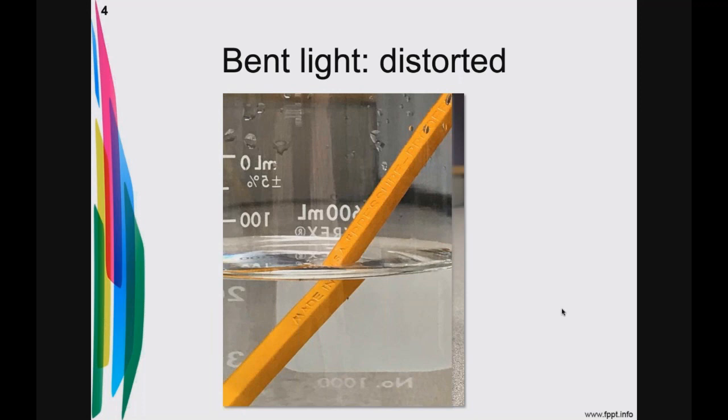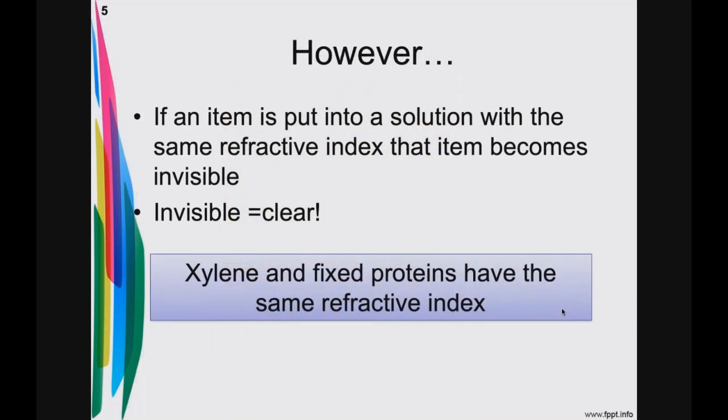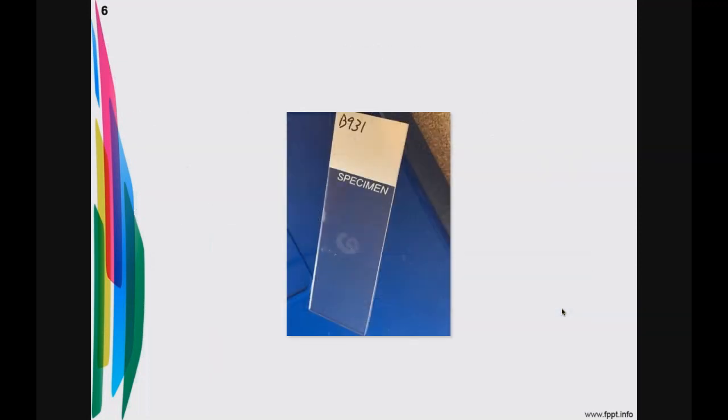Refractive index also has another characteristic. If you have two items and the refractive index is identical, the item becomes invisible. This is not how magicians do things, but we know as a fact that xylene and the fixed proteins you find in your tissue section both have the same refractive index. So if you take your fixed proteins and put them into xylene, they become invisible. And look, this is what we're going to do right here.